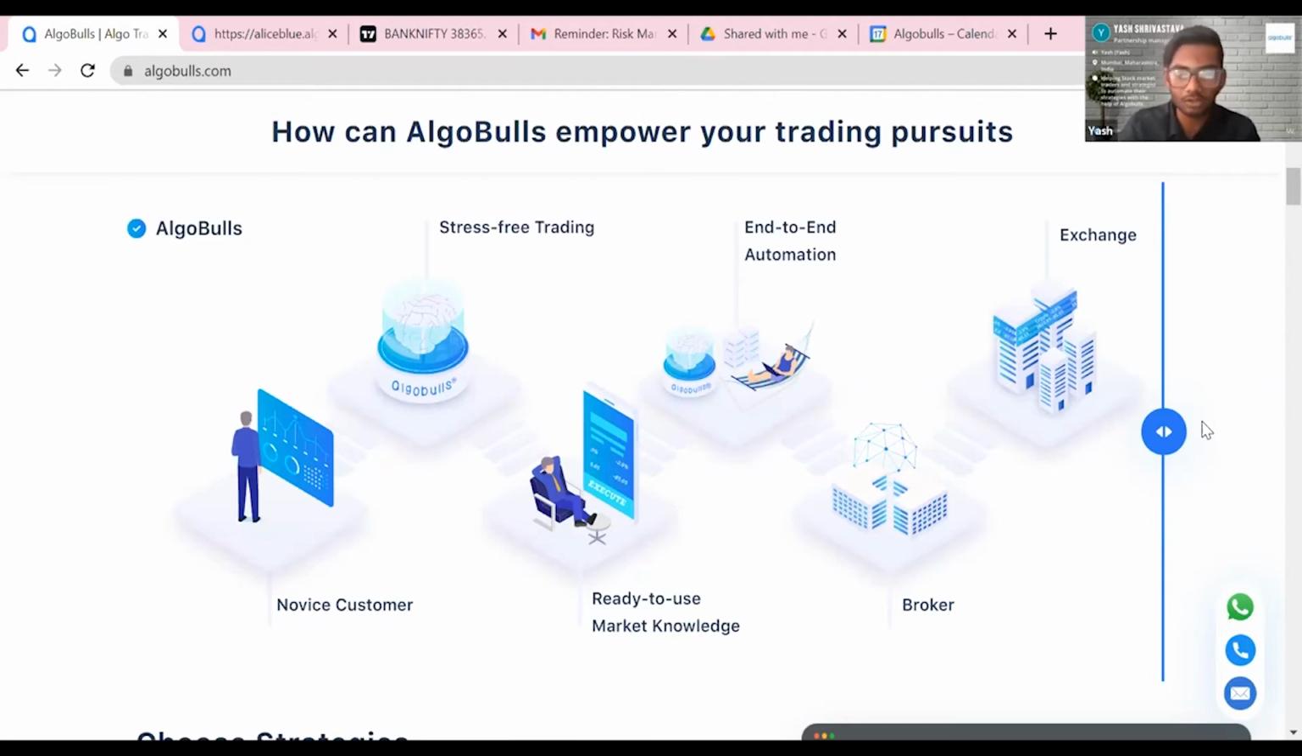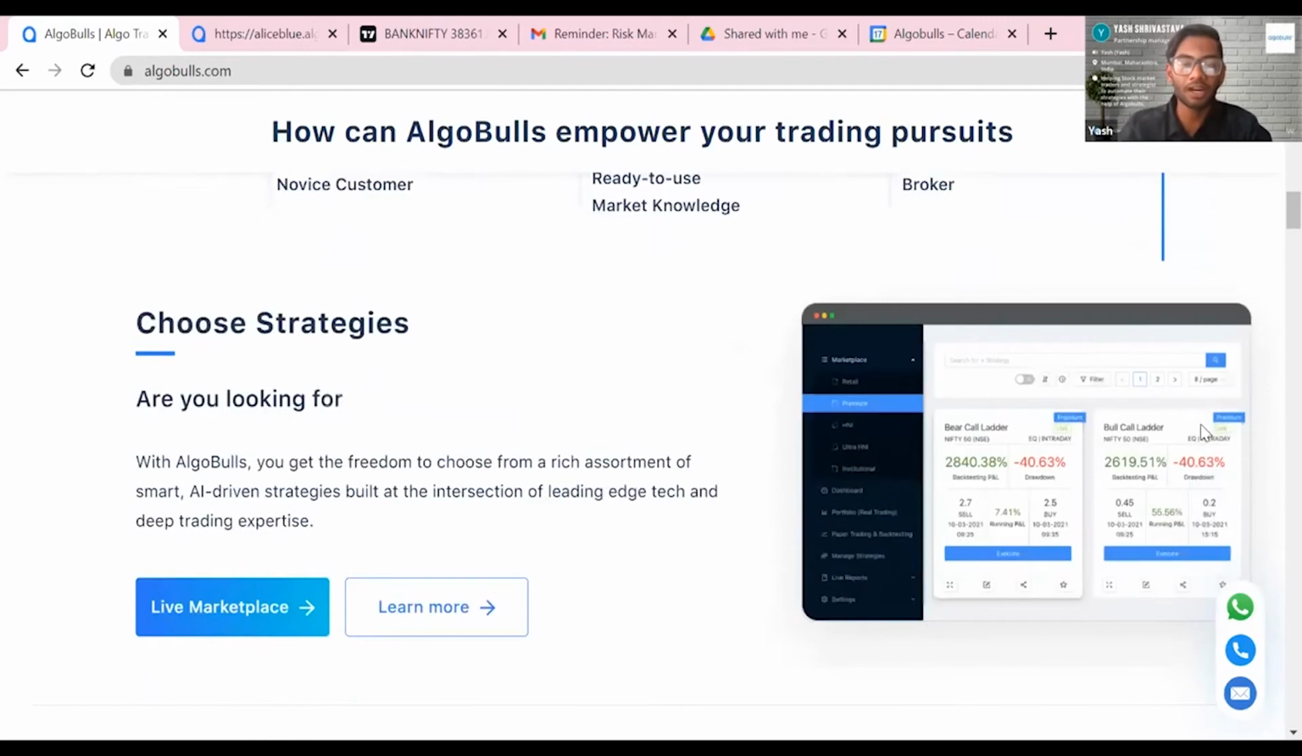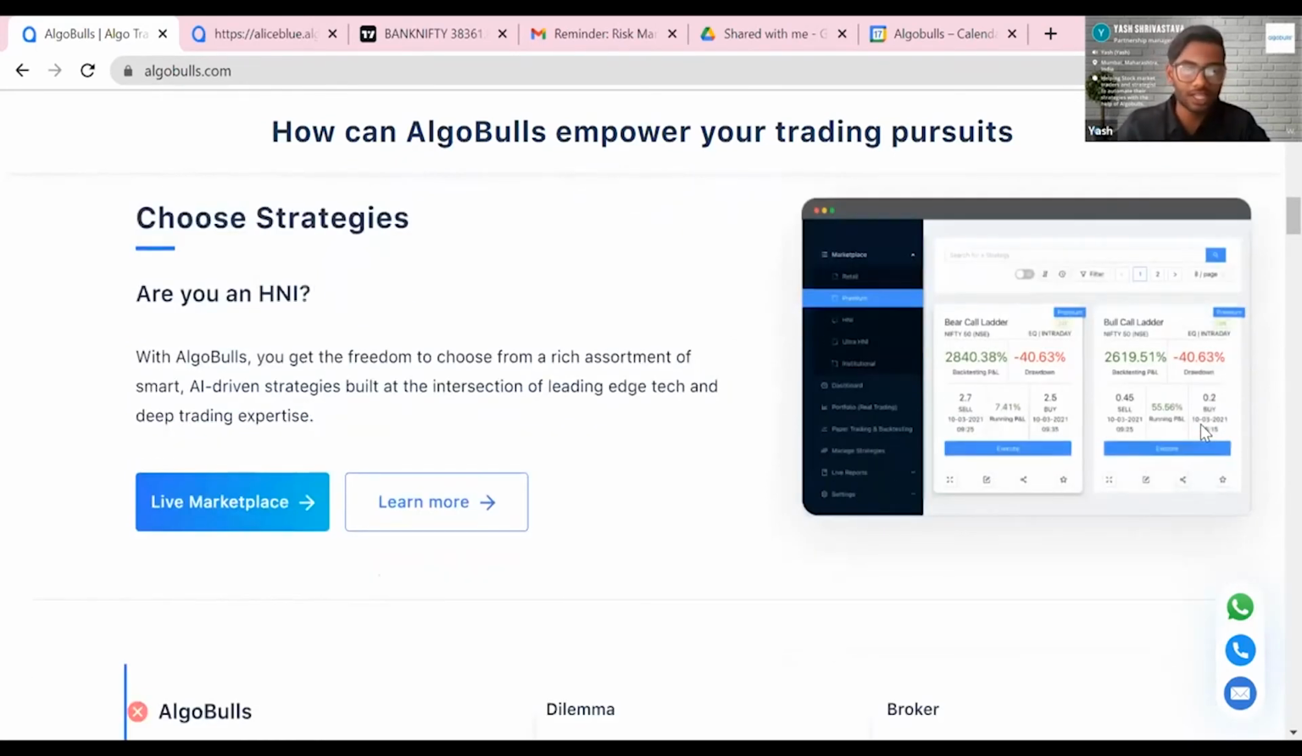You just need to click on start, and your strategy is going to take trades according to your risk ratio and your profitability. It is going to execute the trade and square up the trade accordingly. As I was saying, we have a marketplace of 150 plus strategies. So I'll just show you how you can access this marketplace and how you can go out and explore the strategies.